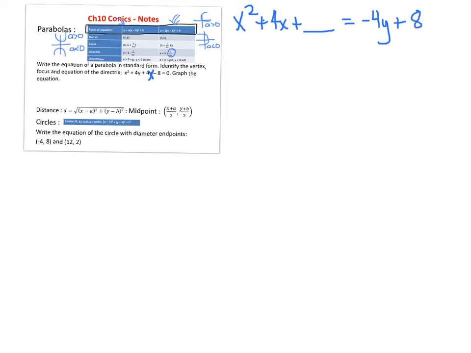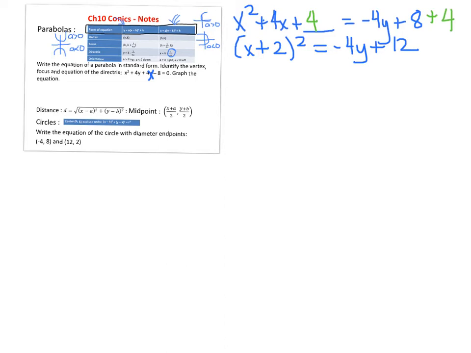So now we can go through and complete the square. We want to ask ourselves, half of 4 squared is what? So I'm adding 4 to both sides, and that's now going to allow me to complete the square on this. So this is going to become x plus the square root of 4, which is 2, squared, and that is going to equal negative 4y plus 12.